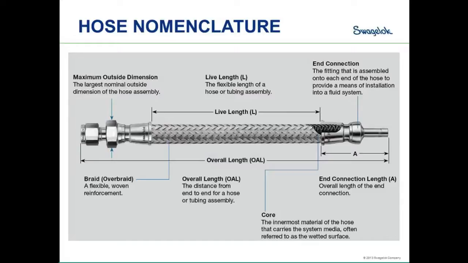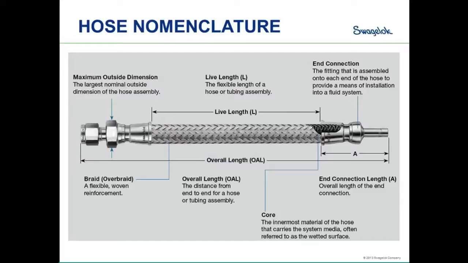Hoses are typically ordered in overall length. However, this means that the flexible portion of the product would have to deduct the end connection. So in other words, if you ordered a hose that was overall length 2 feet, you may only be working with 18 inches of actual flex hose. So you have to take that into account when you're selecting a hose.